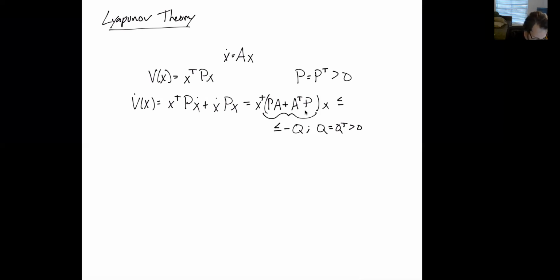then we know that this term comes over to this side, right? So we can further say that if Q is greater than 0, we can say that the matrix A is what's called Hurwitz, which means that all the eigenvalues of A are negative, or the real components of them are negative.